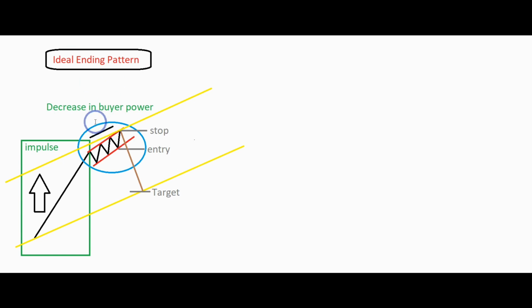This pattern also provides us with two important confirmations. The first is that during the correction phase, we typically see a regular divergence in the MACD indicator. The second confirmation is the decrease in buyer power, indicating reduced buying strength during the correction phase.